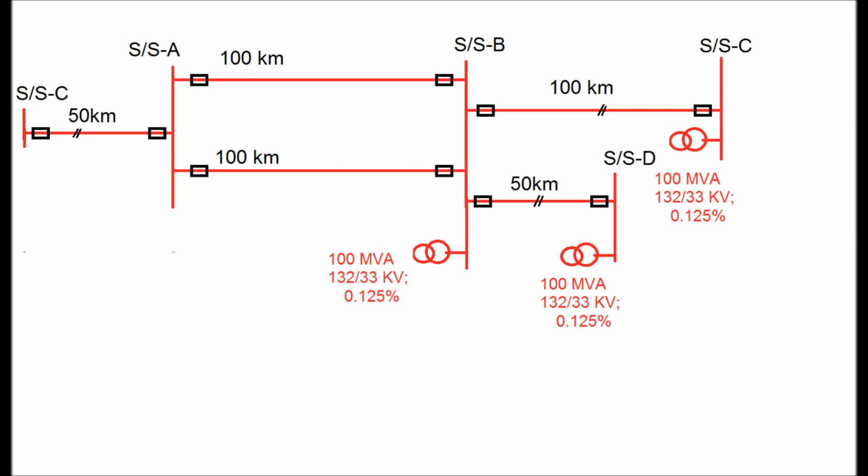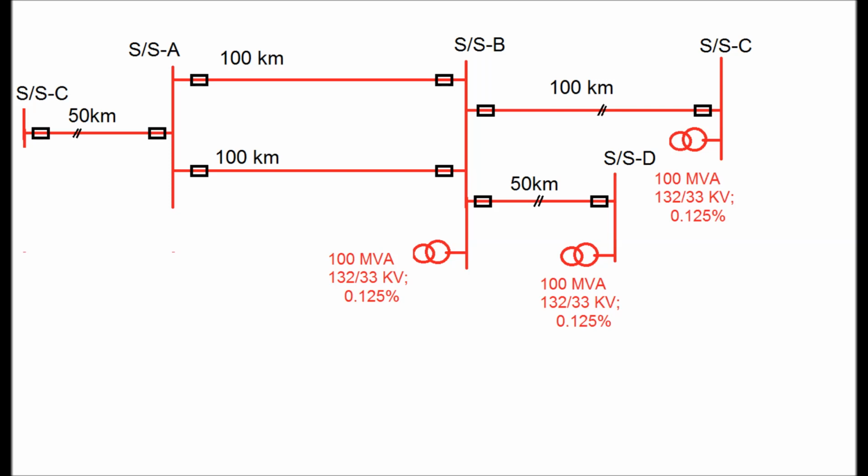Hello friends, in earlier videos we have discussed distance relay setting calculation for line section AB for substation A and for the MiCOM P442 relay, mainly the zone 1, zone 2, zone 3 and zone 4 reach, along with the time setting of the distance relay.